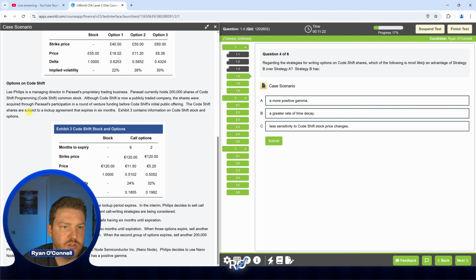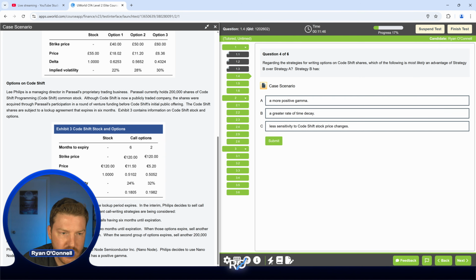The Code Shift shares are subject to a lockup agreement that expires in 6 months, so they can't sell them for 6 months. And then we see all this information about these shares. So we've got 6 months to expiration, 2 months to expiration on these call options, and some different values for them. So they're looking at 2 different strategies.